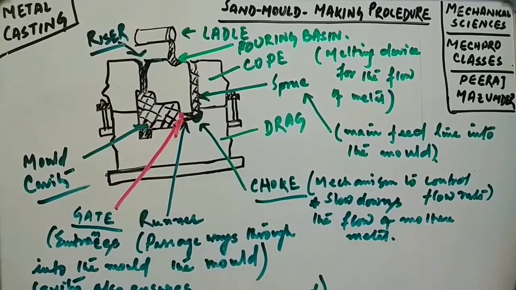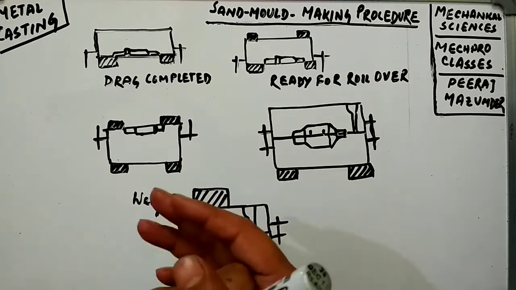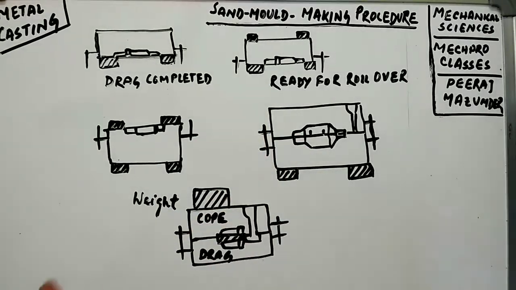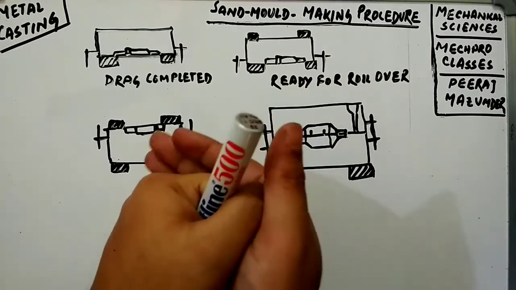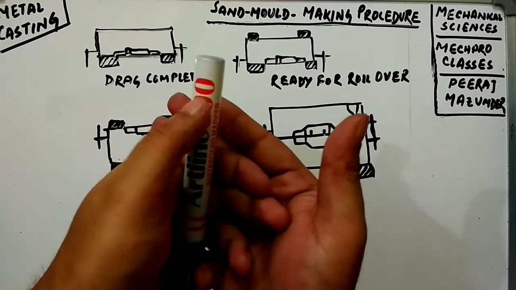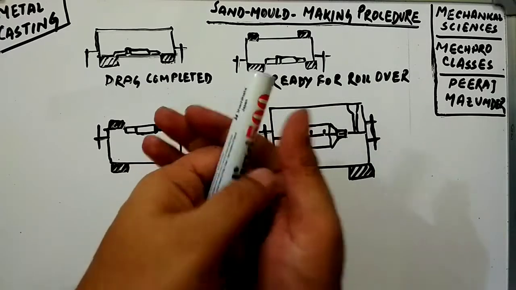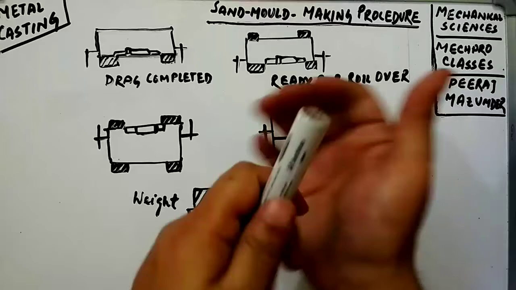Okay, so I think I have covered most of the common casting terms relating to the mold cavity as well. Now I will move directly to the sand mold making procedure. Let us see how to make a sand mold. Okay, so before casting, you have to perform different operations: mainly pattern making, then sand preparation, and now the third portion comes, the sand mold preparation.